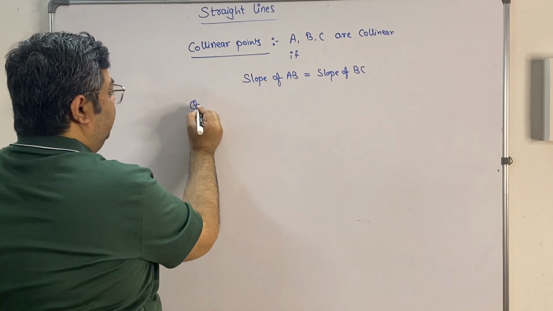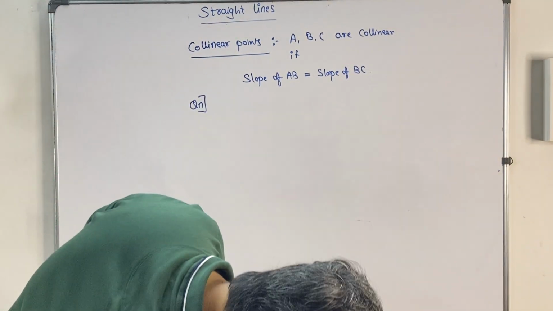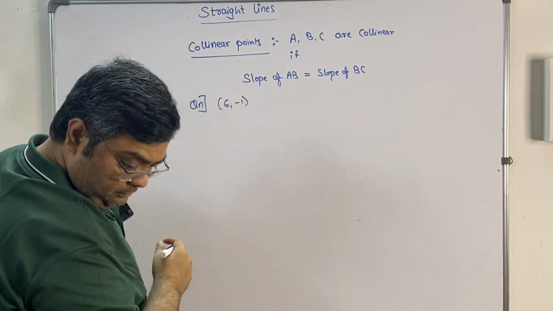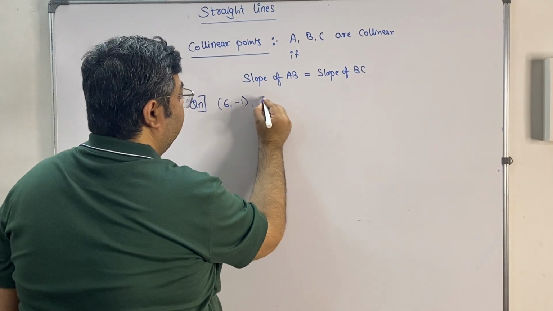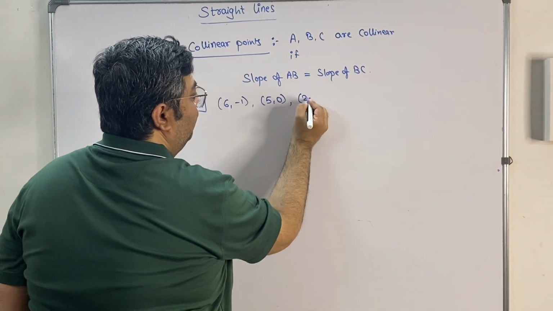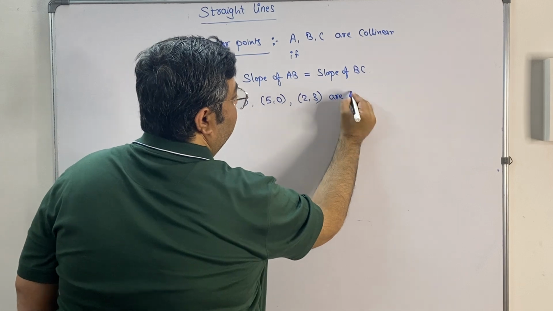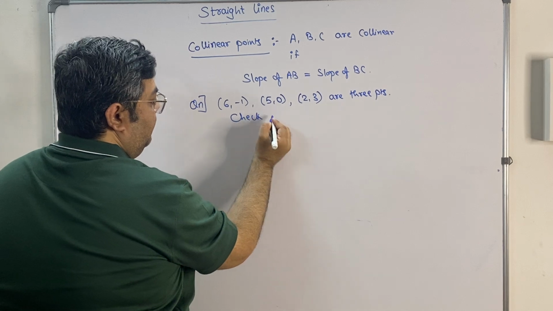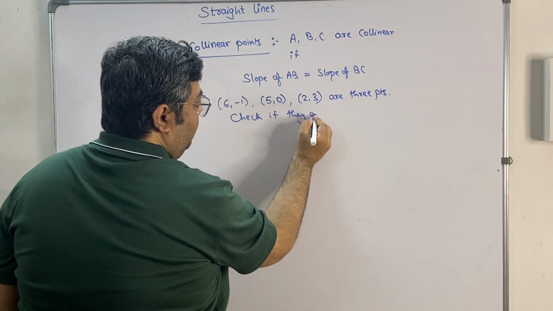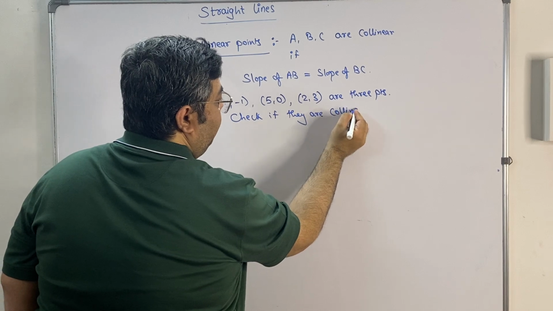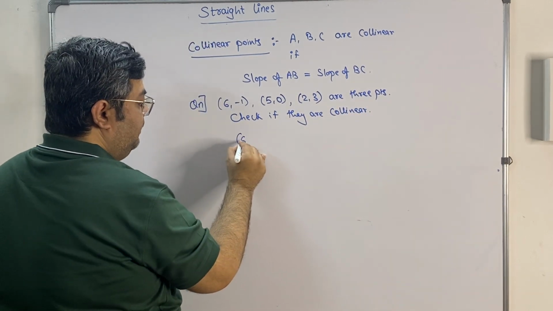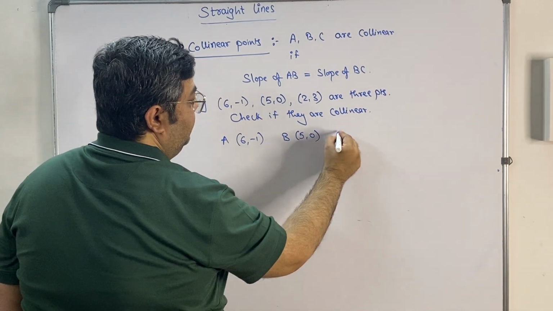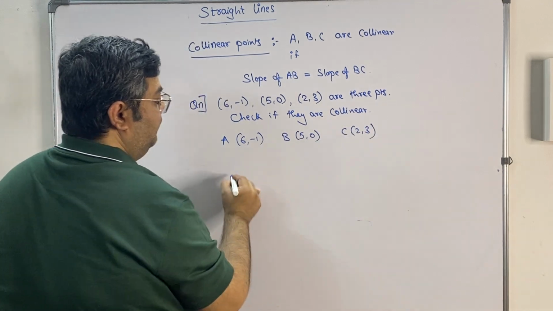Okay, so we will try a question from the ISC book. This says (6, -1), (5, 0), (2, 3) are 3 points. Check if they are collinear. So we'll name them: (6, -1) is A, (5, 0) is B, (2, 3) is C.